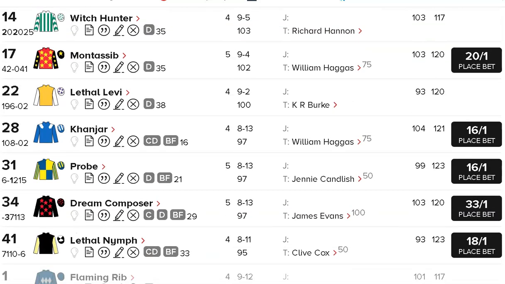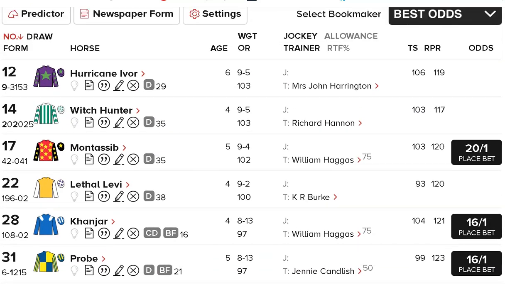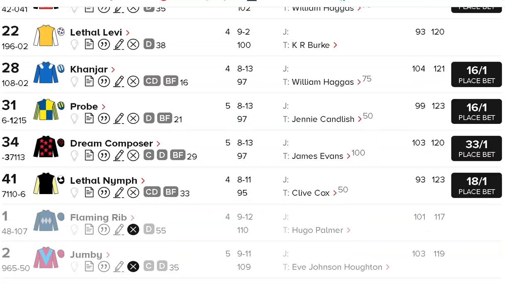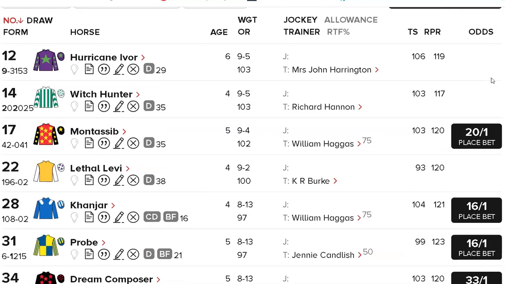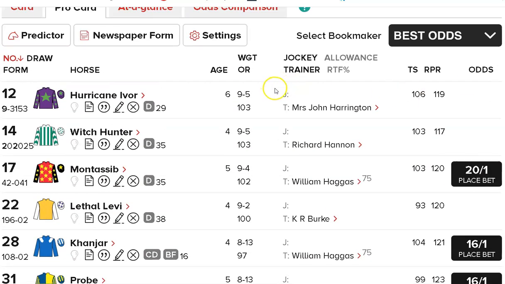Now, of these, there is one 6-year-old. They can win, but he's got to win off the highest mark he's ever won off. It's possible, but I won't be backing him to do it. So I'm not dismissing his chance. He has got his chance. He ran very well last time out, but I just think he's off too high a mark.